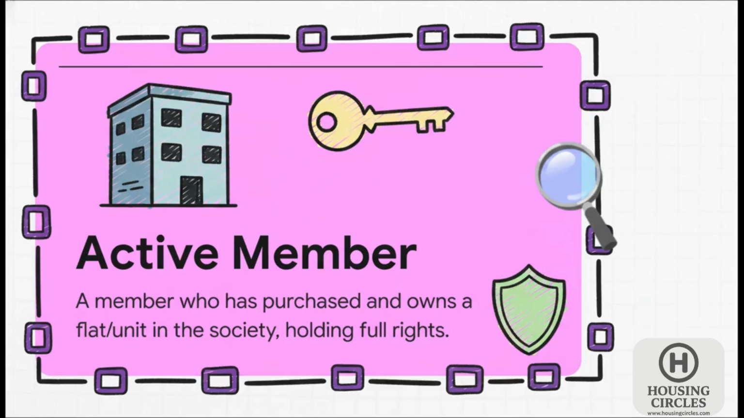First up, you've got the active member. This is the main owner, the person who actually bought the flat. Think of them as the primary stakeholder. They hold all the rights and all the responsibilities that come with owning the property.